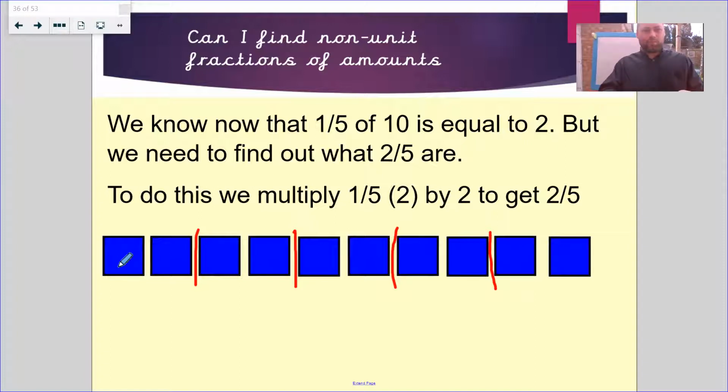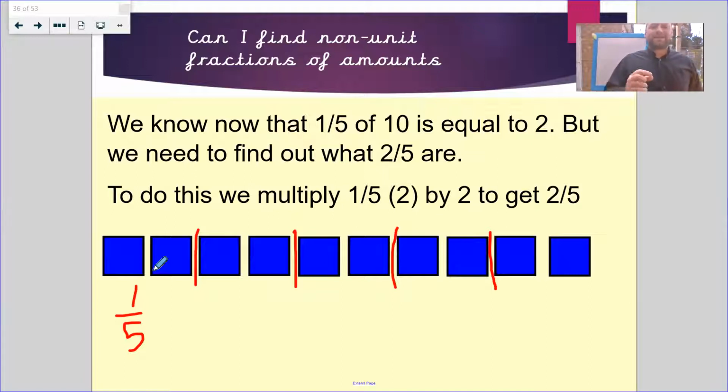So in each group, we've got 2, 2, 2, 2, 2. We've got 5 groups. We divided 10 by 5. So in each group, we've got 2. Now we've divided it into fifths. Okay, so these all represent a fifth. Here is 1/5. There are 2 in there, but we need to know what 2/5 are.